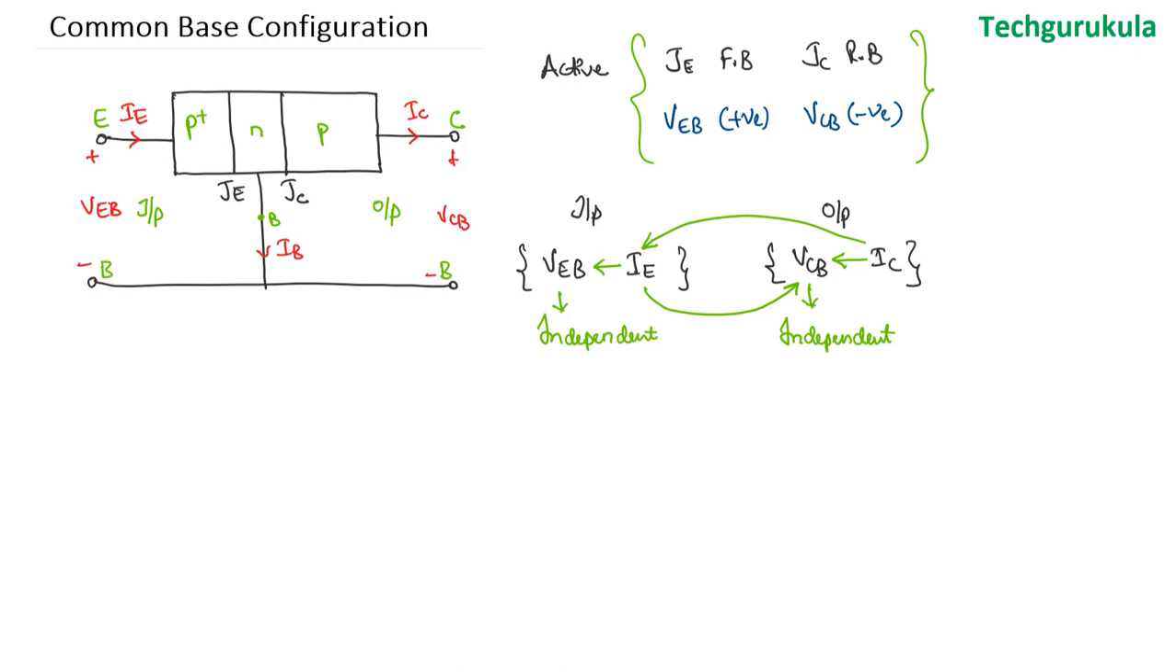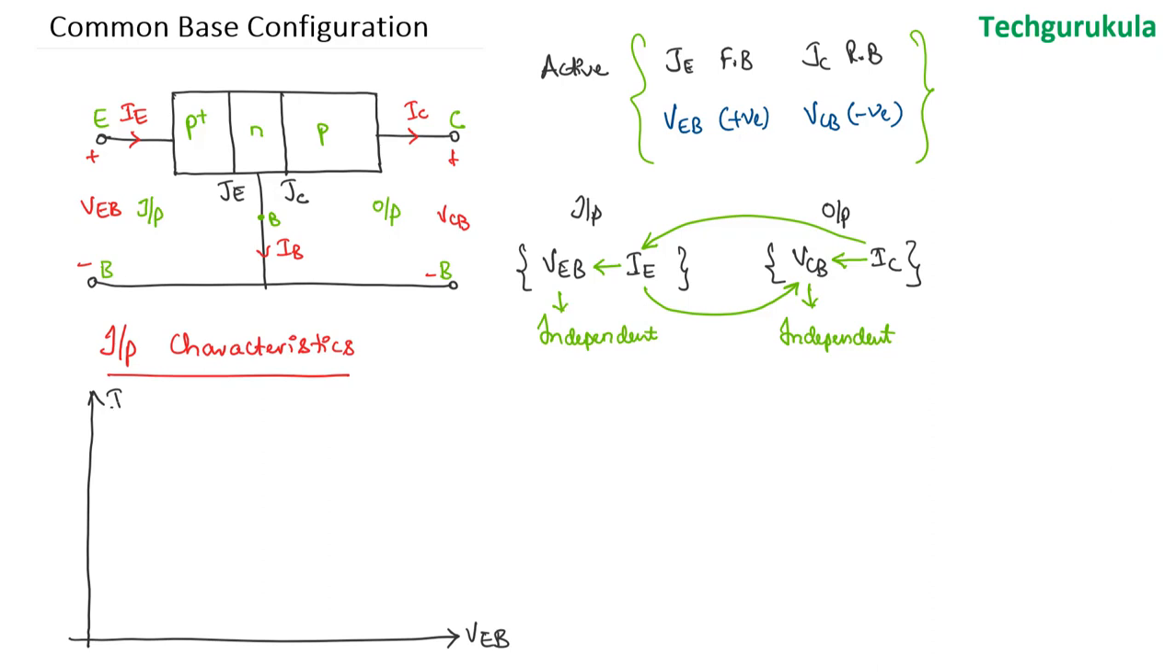Now, when we are trying to understand the input characteristics, which is nothing but IE variation with respect to VEB, let me take VEB on the x-axis and IE on the y-axis. We know IE doesn't depend only on VEB, it depends on VCB. Hence, in order to understand IE's behavior with respect to VEB, we have to fix VCB. So, assuming for input characteristics that VCB is fixed, we'll figure out what happens to IE versus VEB. That's what we're going to plot now.